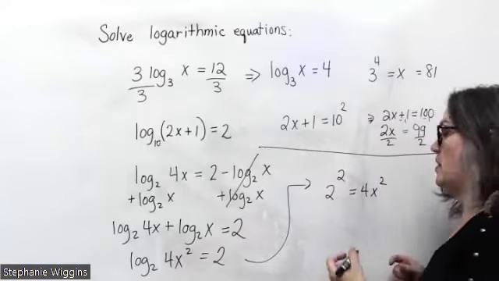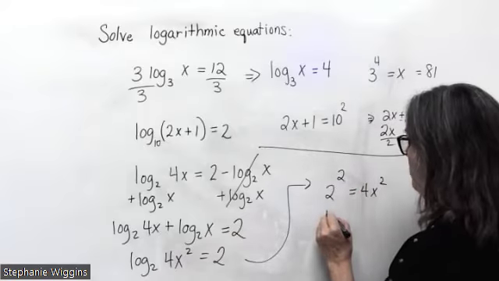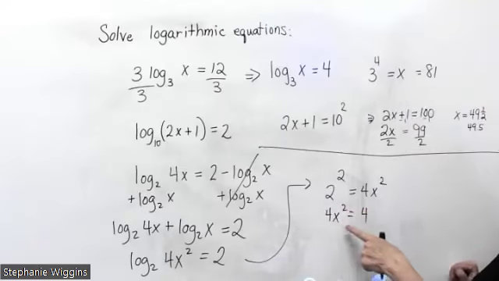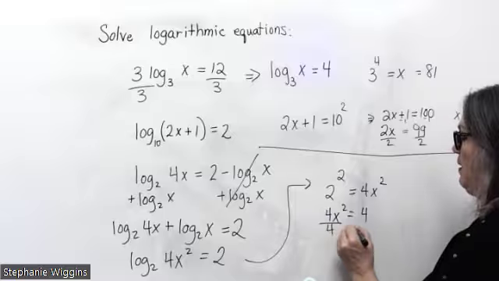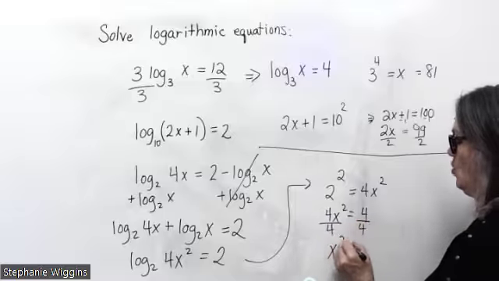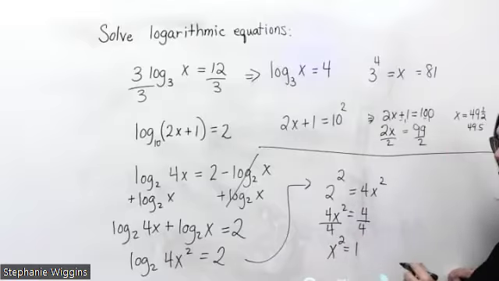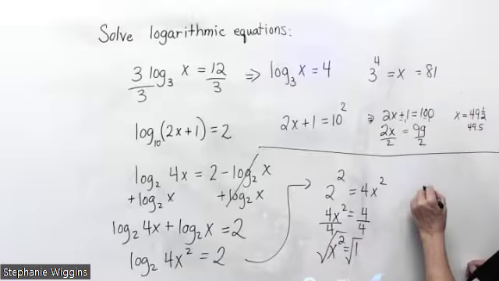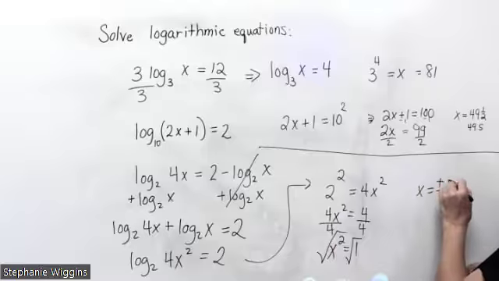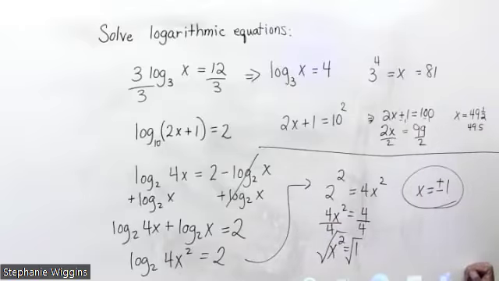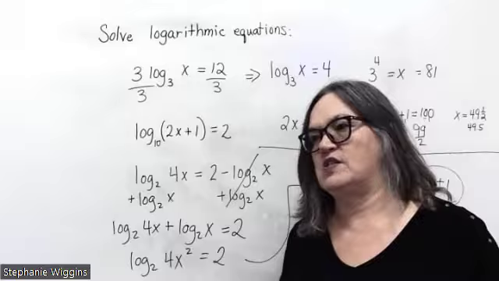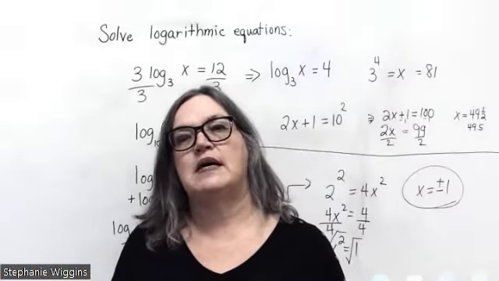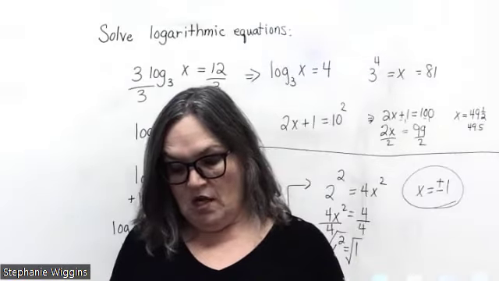Now I always like my x's on the left, so I'm going to go ahead and put 4x squared is equal to 4. I want to isolate the x squared, so I'm going to divide both sides by 4. And I get x squared is equal to 1. Applying the square root property, I take the square root of both sides, and that gives me x is plus or minus 1.